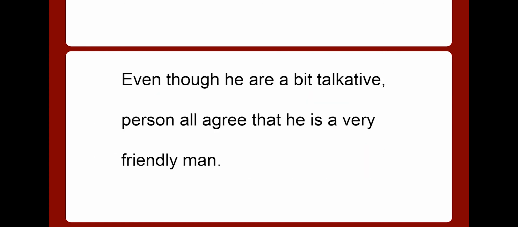Last one. "Even though he are a bit talkative, person all agree that he's a very friendly man." He, singular subject, so that's the to be verb, which is irregular. He is. And then person all agree. Person is one person, so it would have to be agrees, but we've got that all there, so it's implying more than one person. So we're locked into people, is what we have to say.